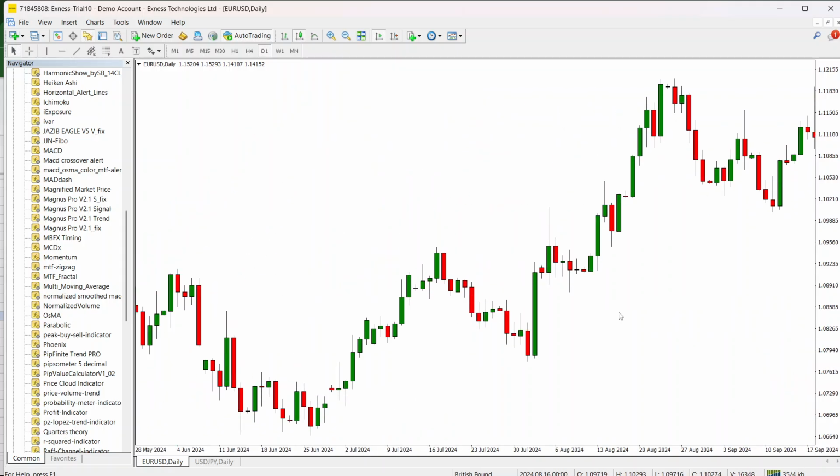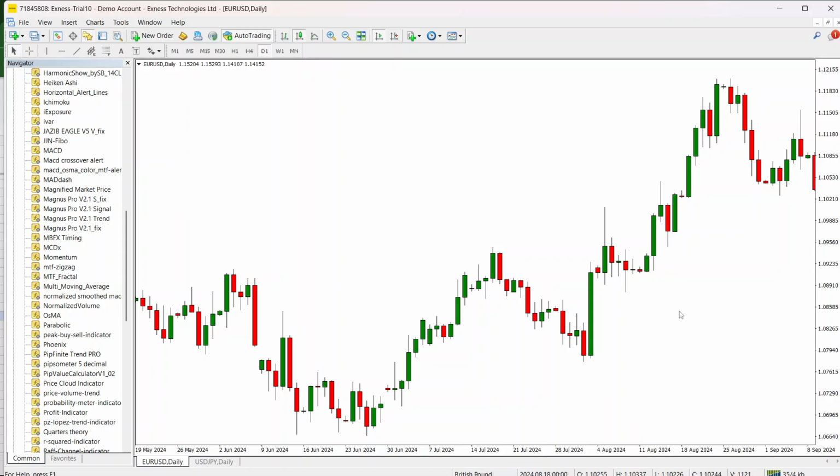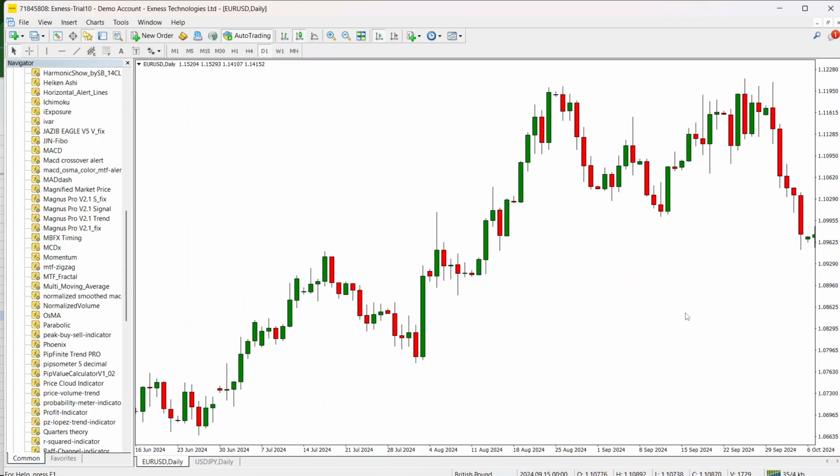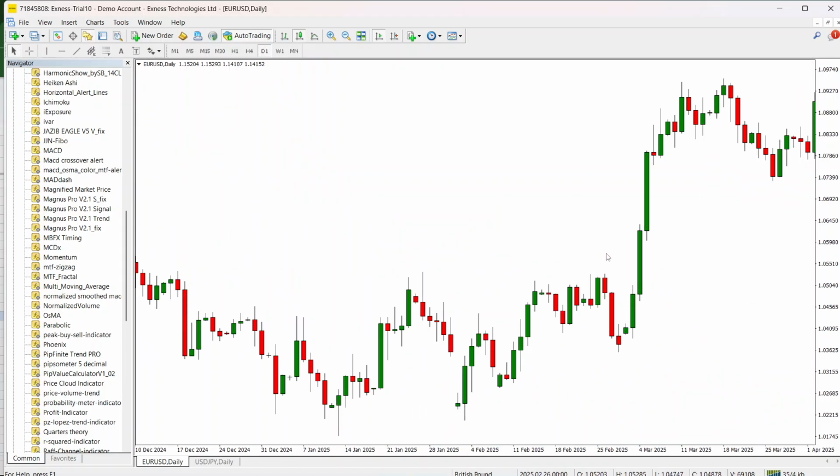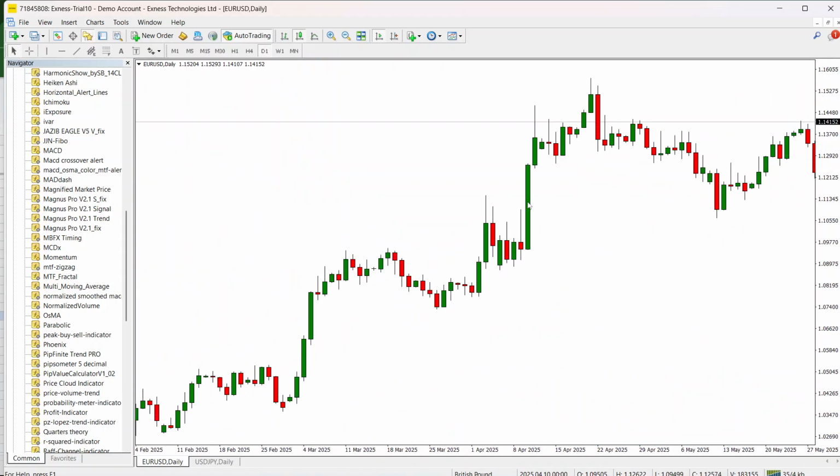Kill candle refers to a large decisive candlestick that shows strong momentum in one direction. As you can see on the chart, this candle typically has a large body relative to the surrounding candles, like this one, and relatively small wicks, as you can see, indicating that one side of the market maintained control throughout the period.